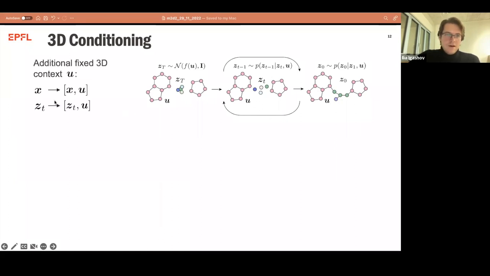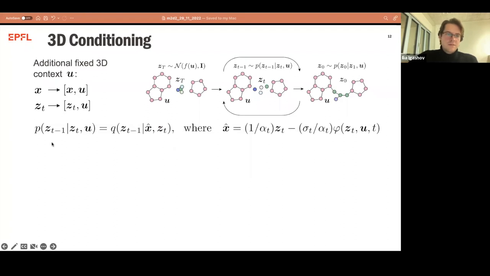So first of all, instead of having just our data point X that we sampled from the prior distribution as Z_T and then iteratively denoised, resulting in X, now we have our data point X, which is a linker, a modifiable part, and fixed context U, which in the simplest case corresponds to input fragments, but can also be, for example, a system of protein atoms that belong to the protein pocket where these fragments are bound. In the same way, when we talk about intermediate states of our data point Z_T, we consider Z_T with the same context U, which is always unchanged, as shown in this image.